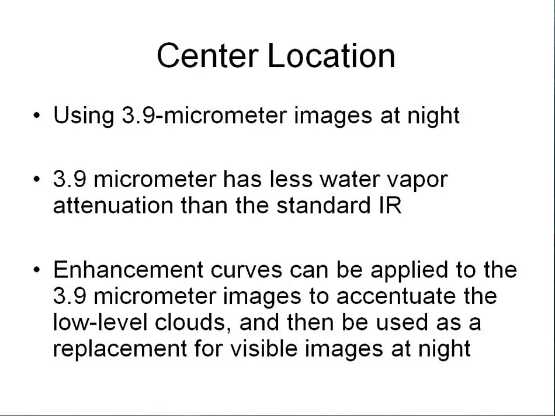Another satellite data type that can be very helpful for center location, particularly at night because there's no visible images, are images at 3.9 micrometer wavelength. Sometimes this is called the near IR band. It lies between the visible and infrared image wavelengths. Images have characteristics of both visible and infrared.